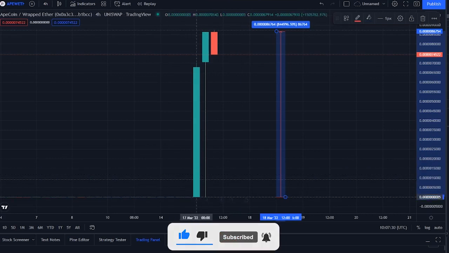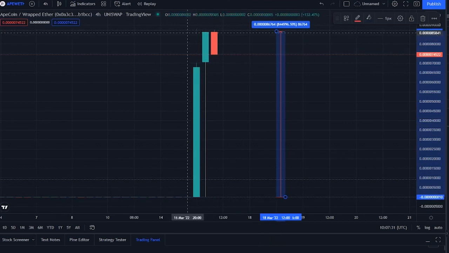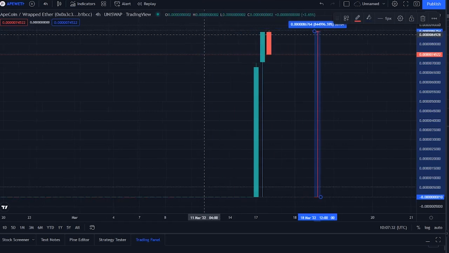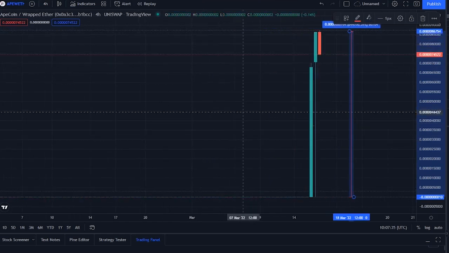APE price in US dollar has increased by 265.66% in the last 1 month. APE is up 282.23% against Ethereum and up 278.46% against Bitcoin in the last 1 month.